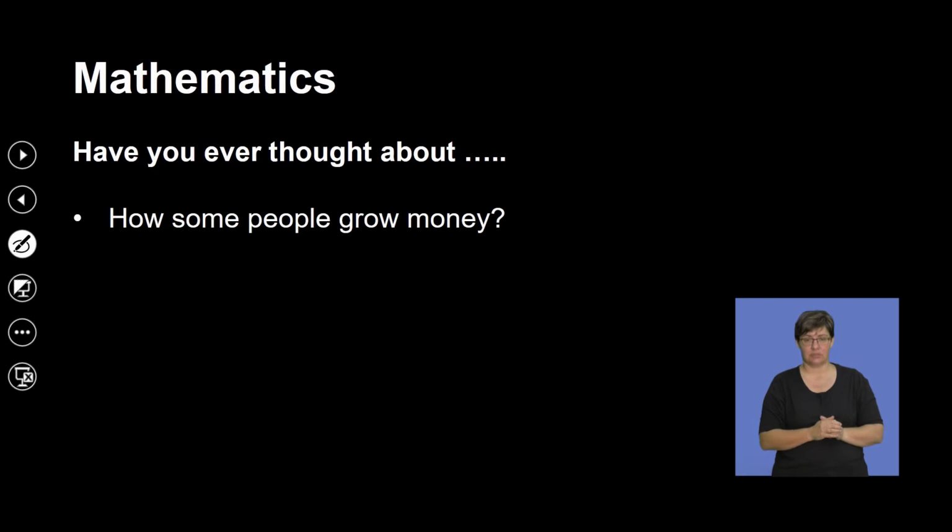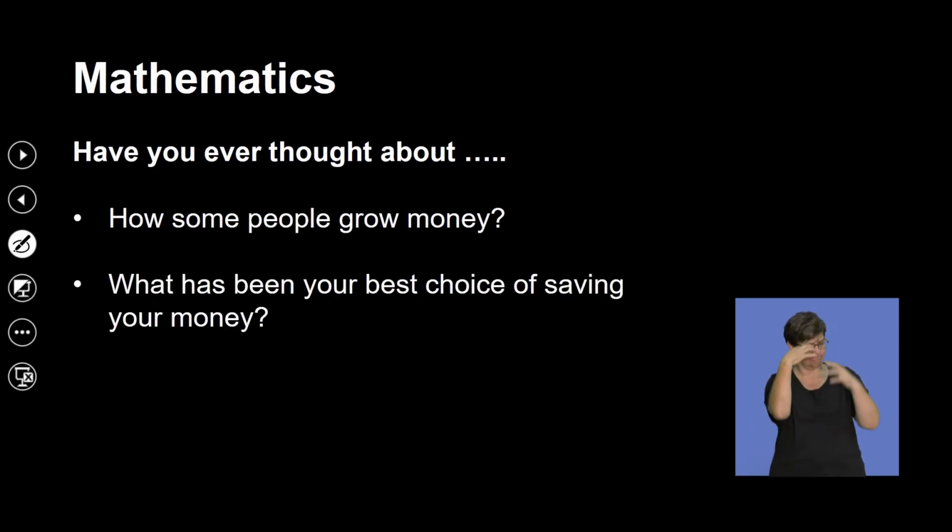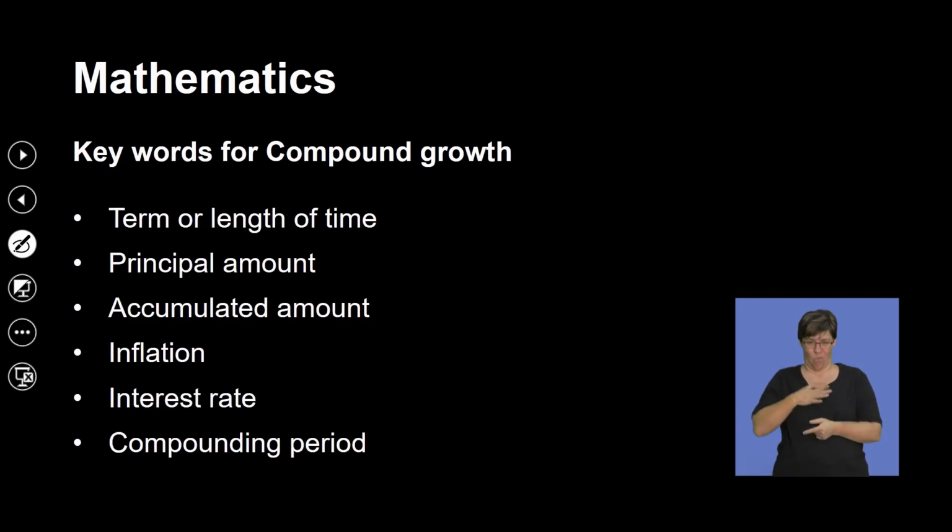Now, the very first question I want you to think about, which we've been looking at, is how exactly do people save or grow their money? And then also, what has been your best choice of saving your money? Let's say you're trying to get those shoes that you know for a fact that at home they're not going to get you or anything of that sort. And then they say, no, we can give you extra money just to see whether you can save. What did you do to try and save up for that particular thing that you want?